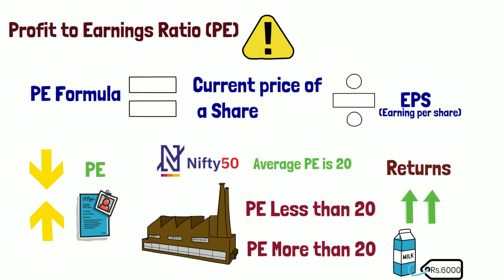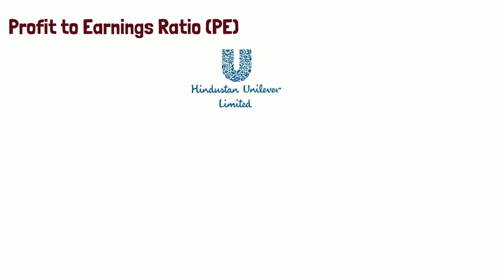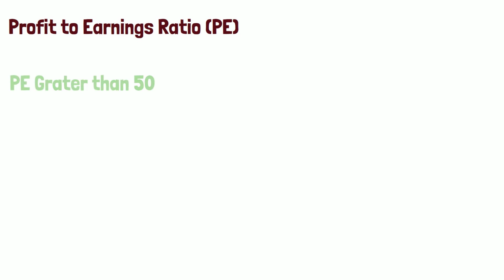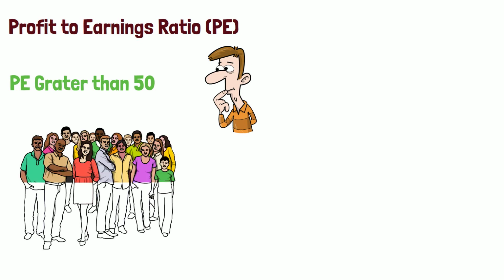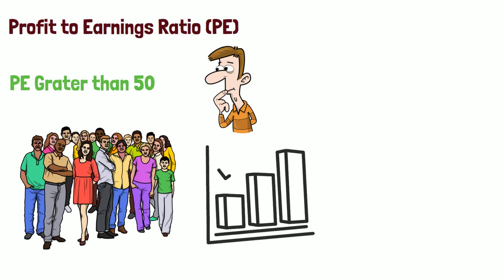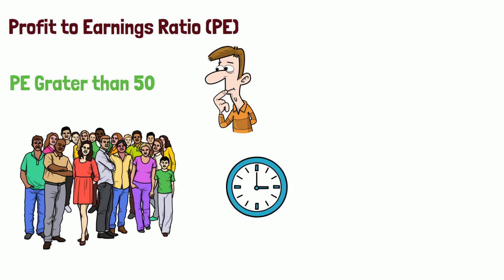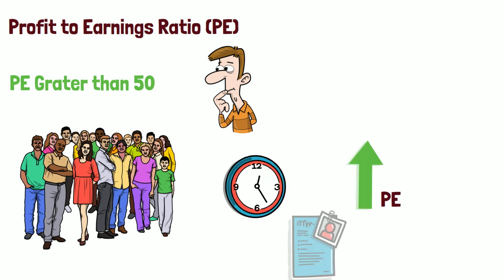However, PE should be looked at and compared among stocks in the same sector. Most FMCG stocks have a history of PE greater than 50, which doesn't mean you cannot buy them, as investors believe that the FMCG sector will give good returns in any situation. It always has a higher PE. We consider it a good value stock if the PE is below 25.